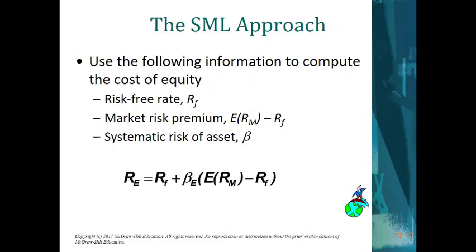And so here again, the RF is the risk-free rate. So you take the risk-free rate plus the beta, and you multiply the beta times the market risk premium minus the risk-free rate.